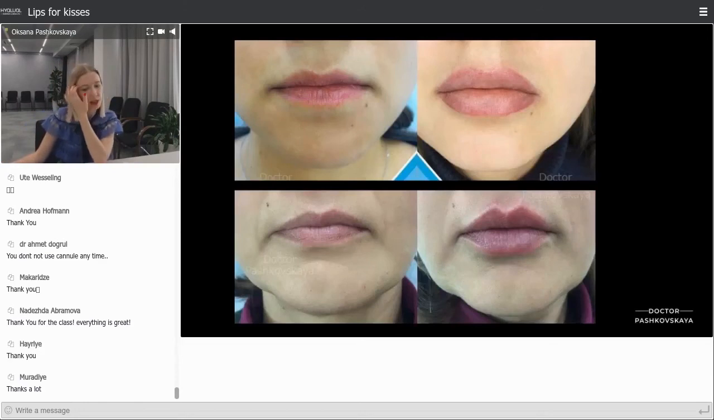And I will show you some of my work. It's what I mentioned about thin lips. This is the result after a few procedures. I think after the third procedure we get such results. So after the first, of course, we just refreshed the lips, put additional volume, but we reached such a result after the third procedure.